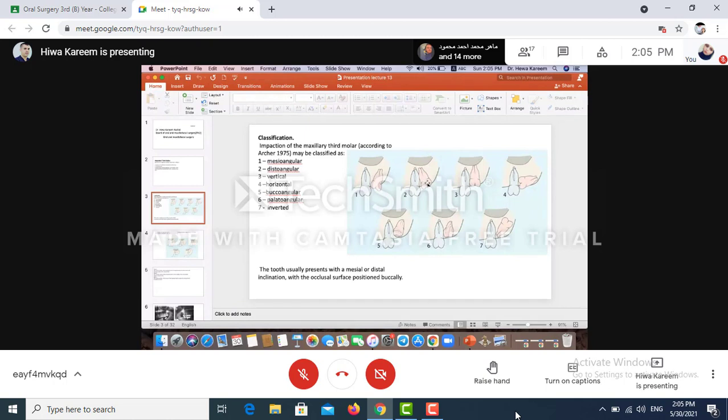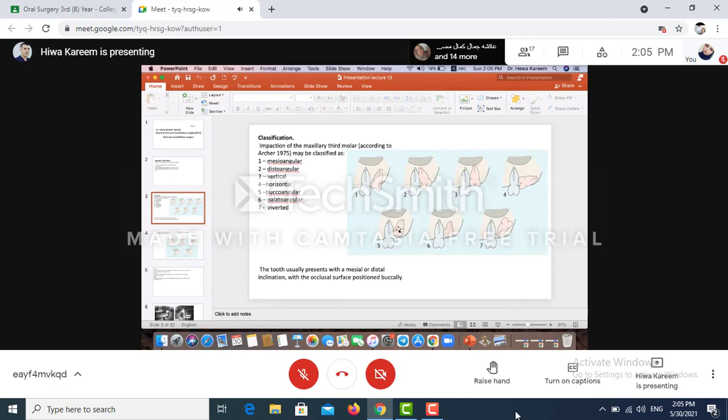But in the lower, disto-angular is more difficult for extraction because this area, the intra-ramus, needs more bone removal. Third one, vertical. This is vertical angulation, like this. Other classification, horizontal.